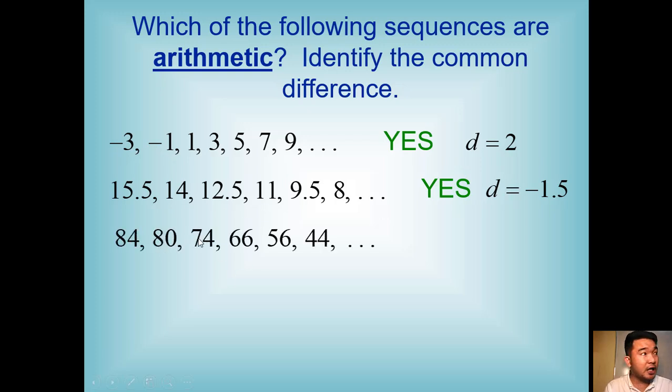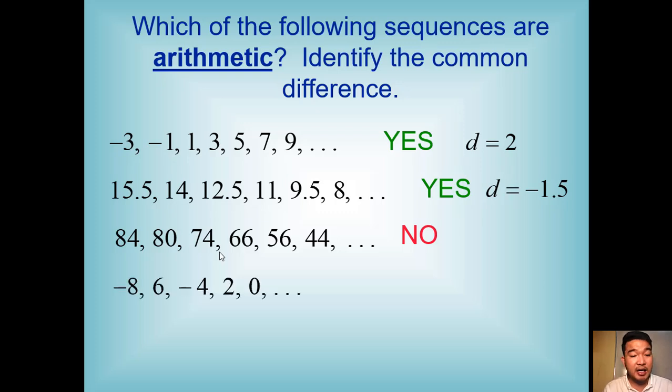How about 84, 80, 74, 66, 56, and 44? 80 minus 84 is negative 4. 74 minus 80 is negative 6. They are not common, so this is not an example of an arithmetic sequence.